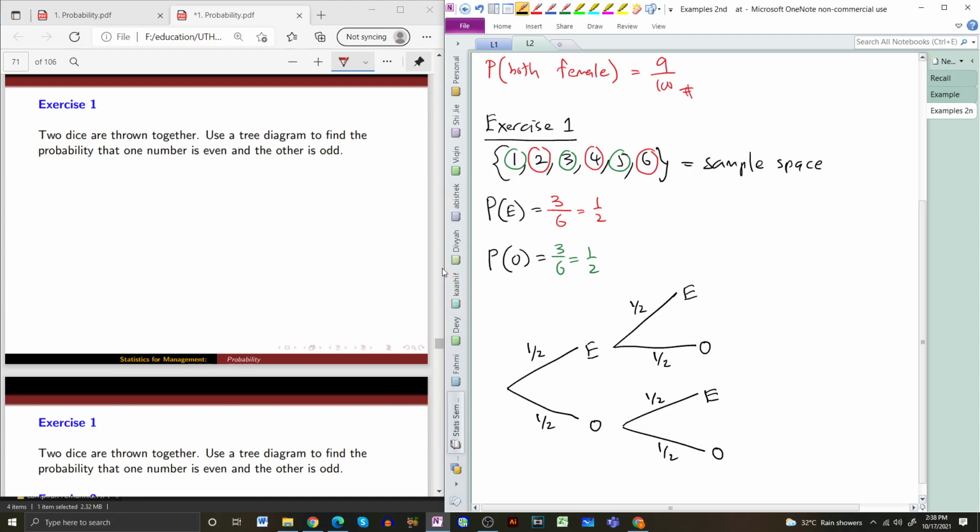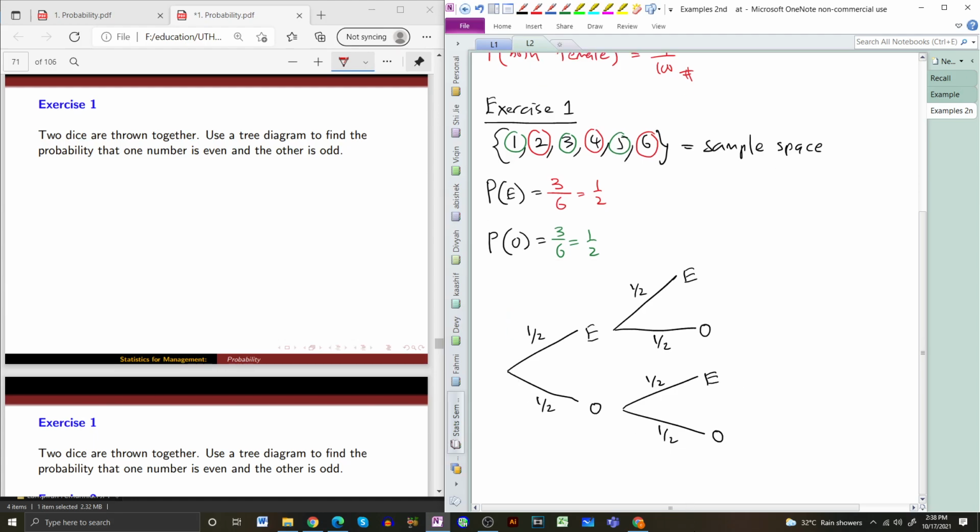To find the probability that one number is even and the other is odd, note they never say first number or second number. If they specify first number, second number, then we have to follow the order exactly. They said one of the numbers is even, one is odd. So if this is even, then this is odd, so we have to follow this branch.